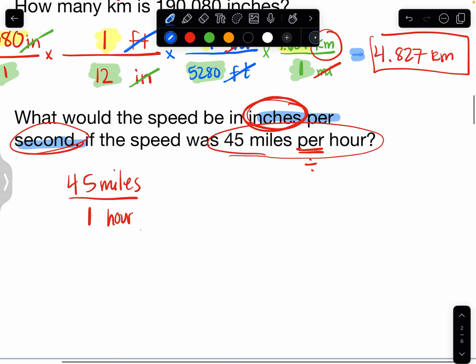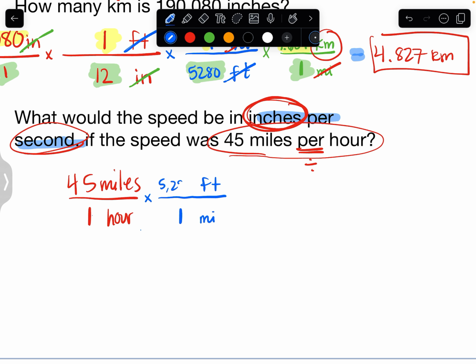So I have it set up here. Since I'm trying to get rid of miles, miles is going to go on the bottom, and I'm going to go to feet. I know in 1 mile there's 5,280 feet. And then since I'm trying to get rid of feet again, feet would go in the denominator, inches would go on top, and I know that in 1 foot there's 12 inches. So now when I start canceling, miles and miles cancel, and feet cancel. That's why I end up with inches on top, which is what I want in my final answer.